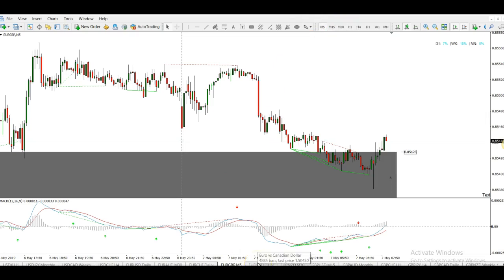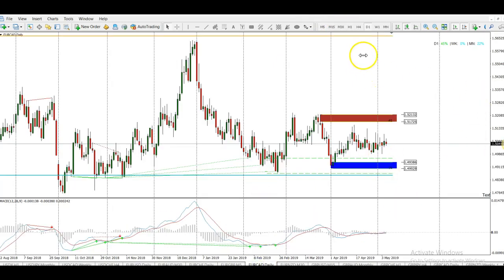Okay, so now we'll look at the Euro CAD. Okay, so just looking at the weekly or the daily candles there, there's nothing you want to be looking to try and trade there. Okay, nothing clear.